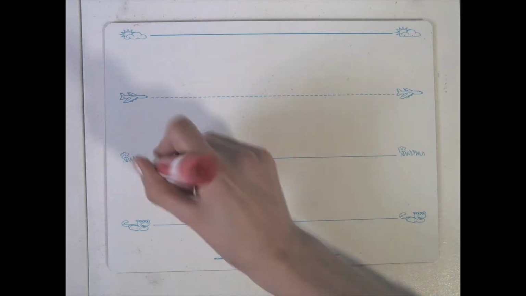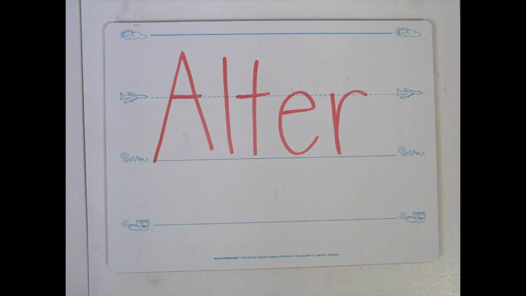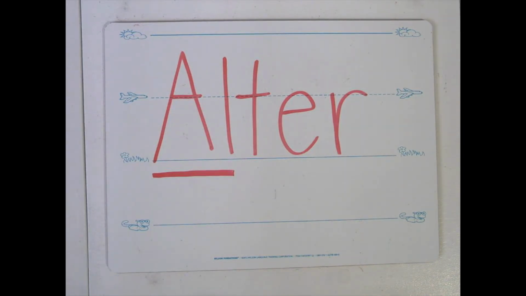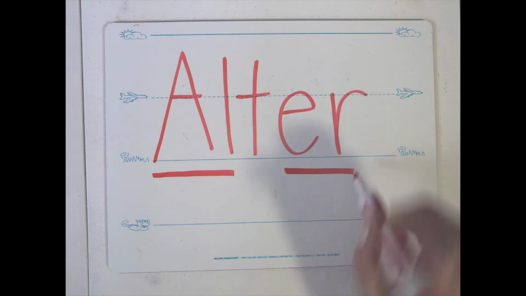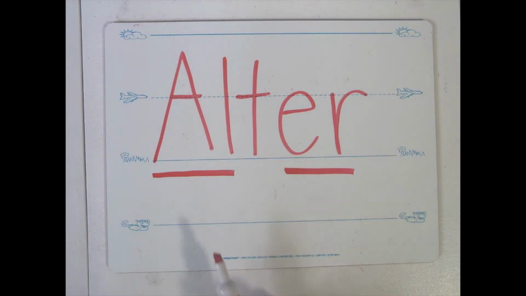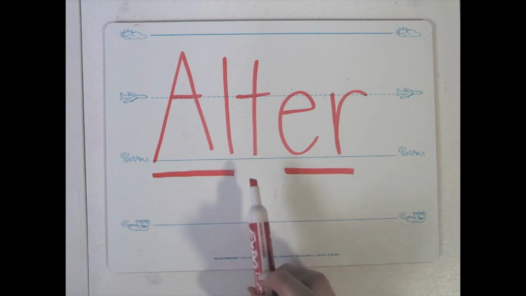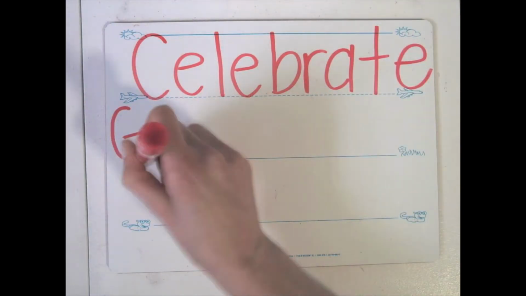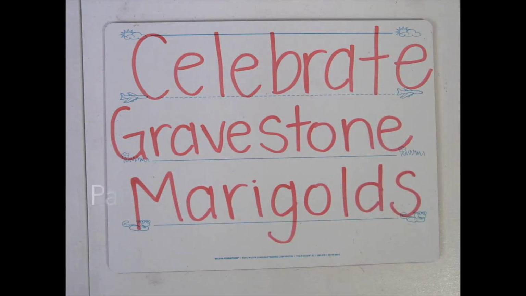Let's try an example. The first chunk I see in this word is all, all. The next chunk I see is er, er. I know the middle letter T makes the t sound. I am going to put these chunks together. All t er. Let's say that faster. Alter. Alter is a word that you will be seeing in this book. Pause the video to sound out these words on your own.